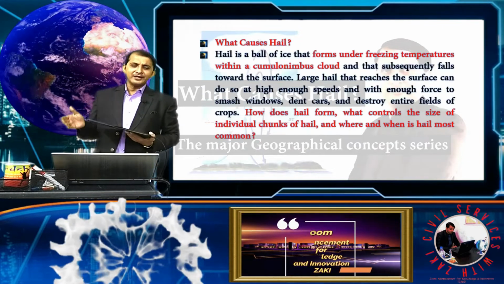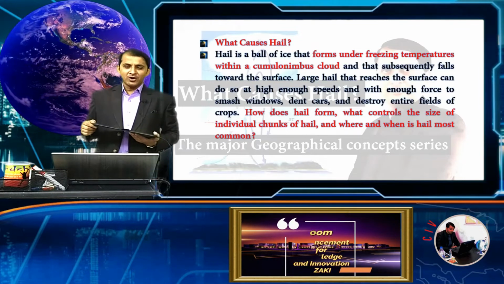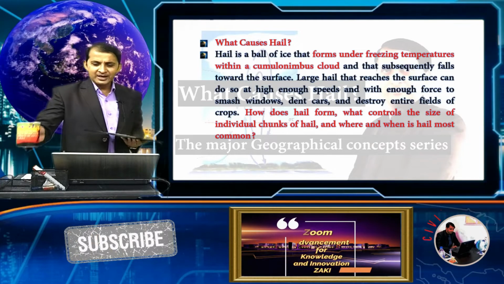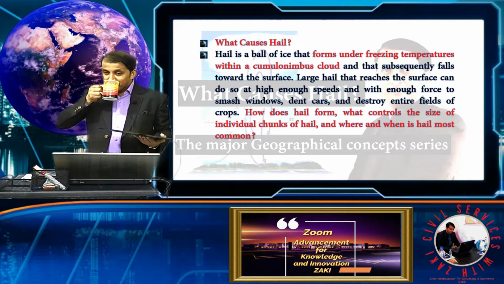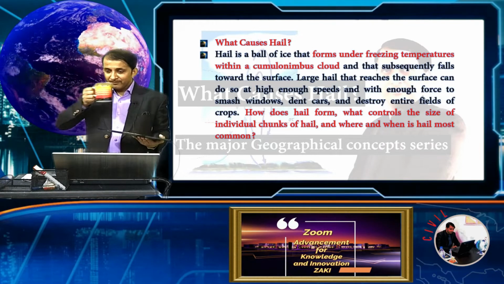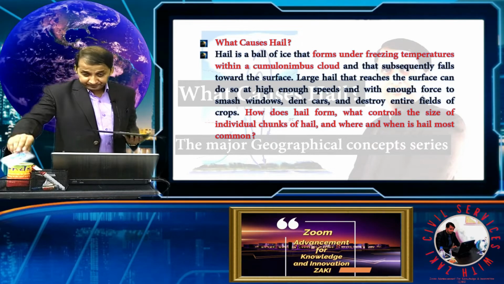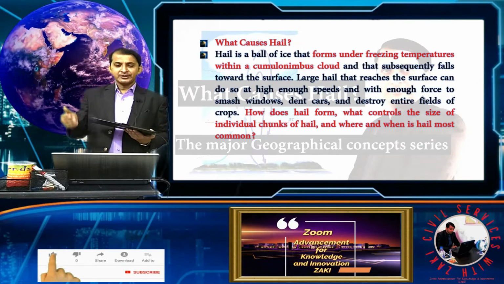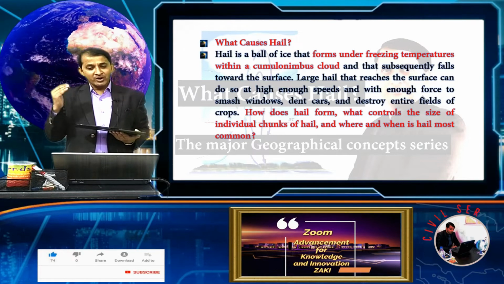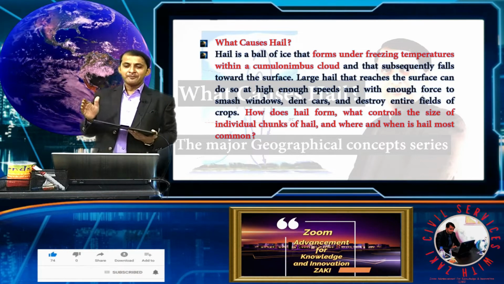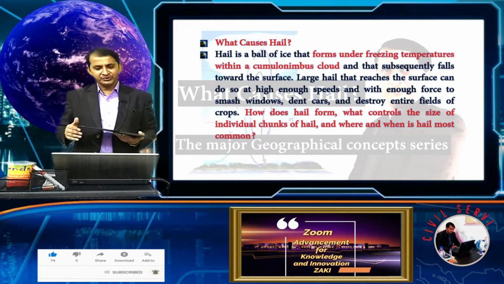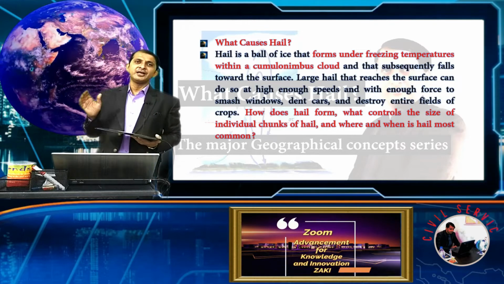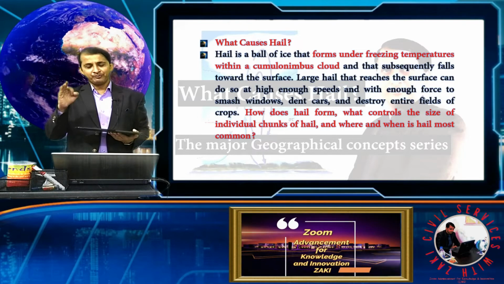As you know, hail is a ball of ice that forms under freezing temperature within the cumulonimbus cloud, and that subsequently falls towards the surface. Large hail that reaches the surface can do so at high enough speed and with enough force to smash windows and dent cars and destroy entire fields of crops. So these hailstones are very dangerous for the crop field.